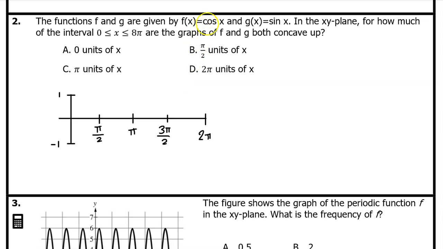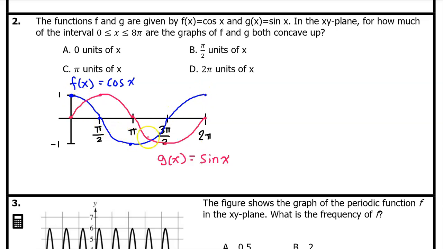The period for both sine and cosine is 2 pi. I've divided that period into 4 equal parts, so each one of these spaces represents a quarter of the period, which is pi over 2. We have memorized that the cosine function looks like this. And we have memorized that the sine function looks like this. The cosine function is concave up on this interval, and the sine function is concave up on this interval. Both functions are concave up on the interval from pi to 3 pi over 2.